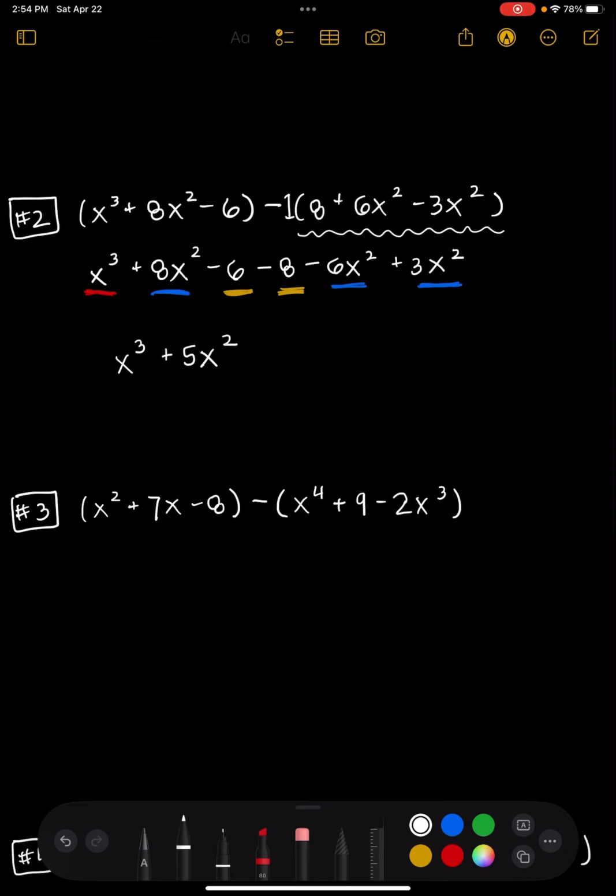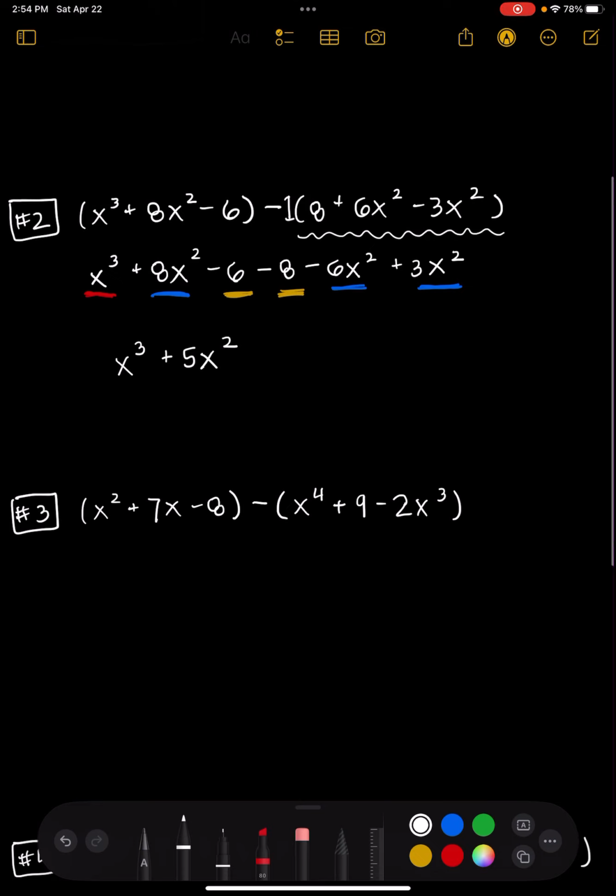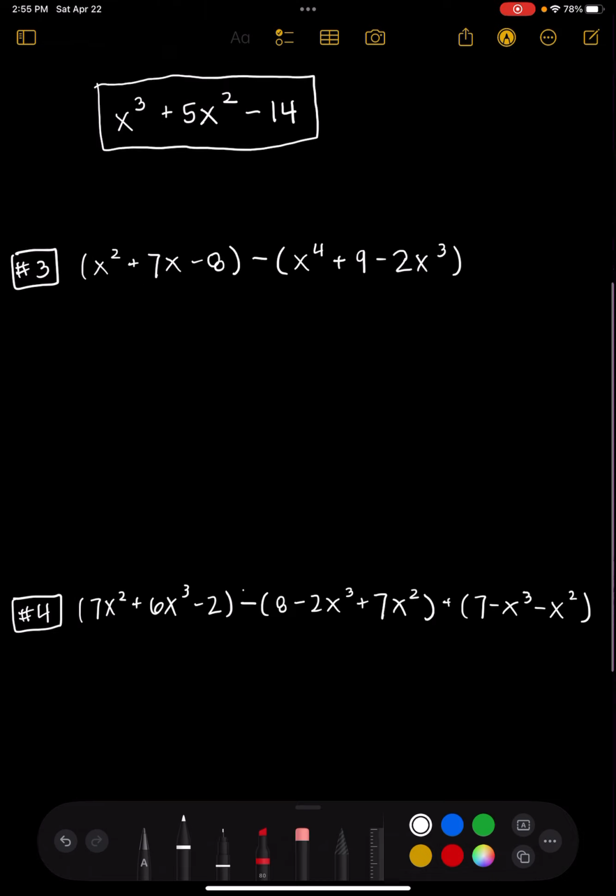And then the last portion are the things without the x's, which is the -6 and -8. So I just do -6 minus 8, which gives me a -14. And now we have everything, all the like terms combined, and my answer's in standard form. So this is my final answer, x cubed plus 5x squared minus 14. All right, let's do another subtraction one.